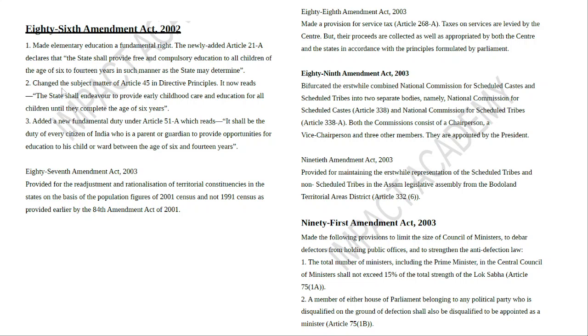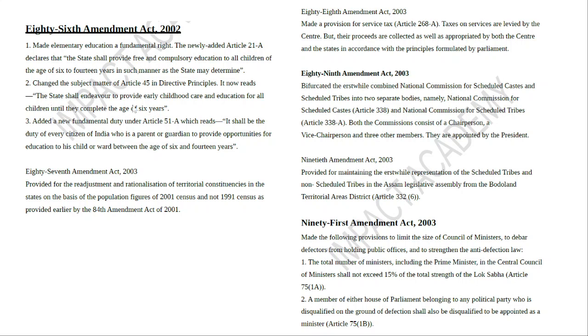Okay, and it has changed the subject matter of Article 45. Previously 45 used to deal with education. Now it added a new Article 21A, and there it gives 6 to 14 years compulsory. Means basically the state will provide. That's why if you go to any government school, it is free of cost. And for Article 45, it changed the subject matter: the state shall endeavor to provide early childhood care up to the age of 6 years. So 6 to 14 is covered in 21A. Up to 6 is the responsibility of the state.